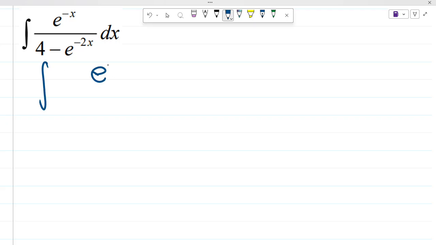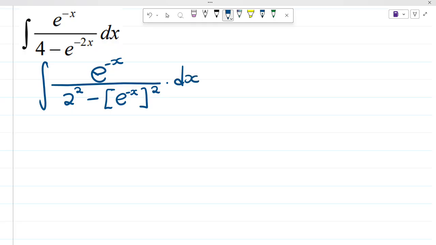So before we make any conclusion, we rewrite it in a nice way. I'm going to rewrite this e to the power negative x divided by 4. I'm going to change it to 2 squared minus, and then this one I change it to e to the power of negative x to the power of 2. And then I write my dx here.